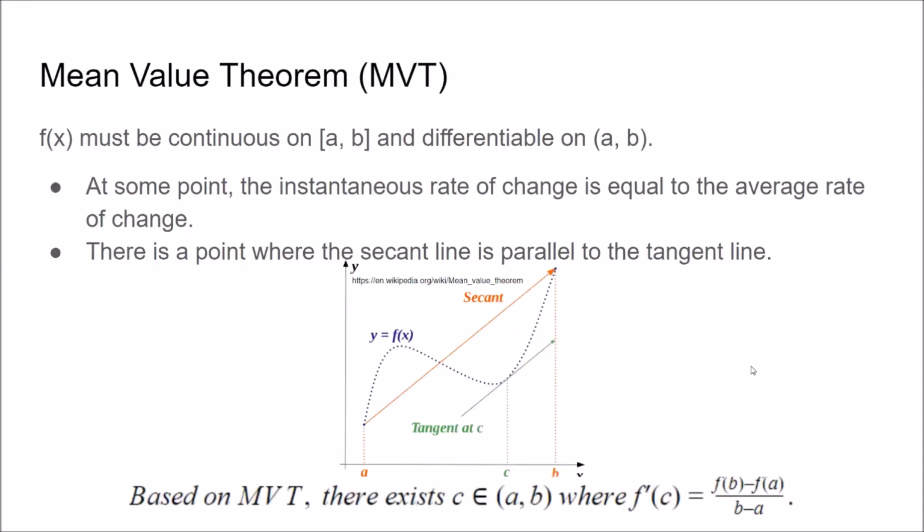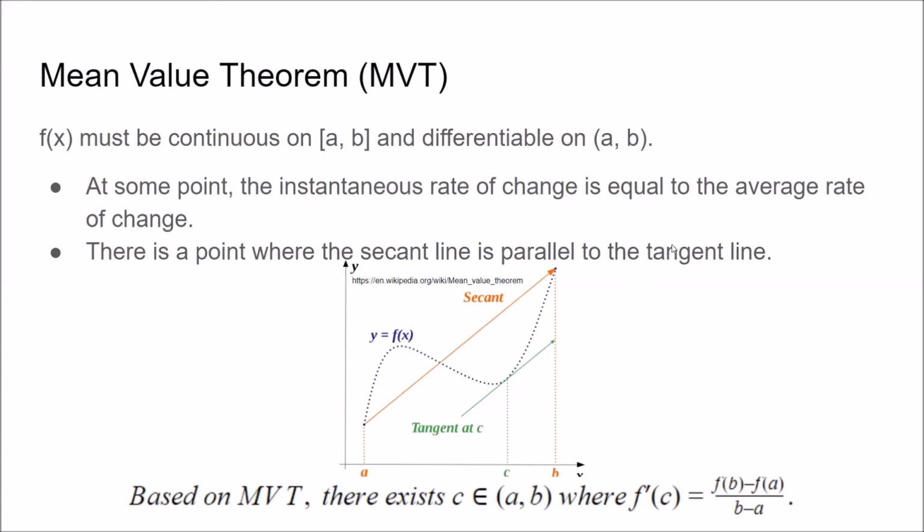the mean value theorem, which states that if there is a function f of x, let's say, and it is continuous and differentiable on the interval a, b, then there's at least one point where the instantaneous rate of change is equal to the average rate of change. This consequently means that there is a tangent line at a specific point that is parallel to the secant line.